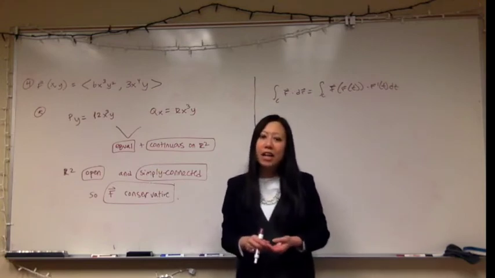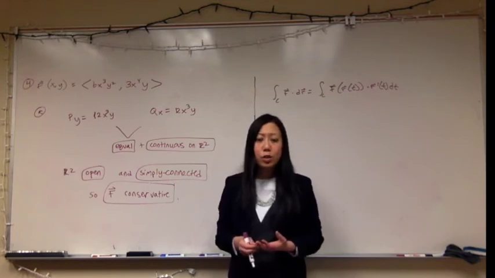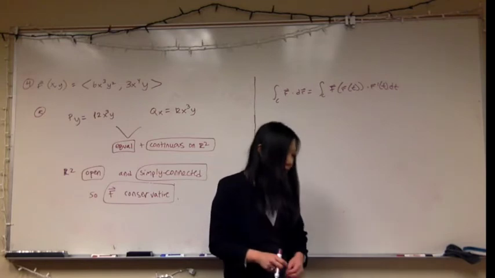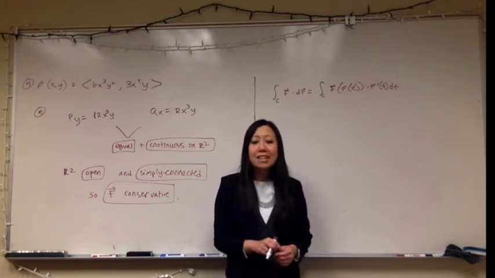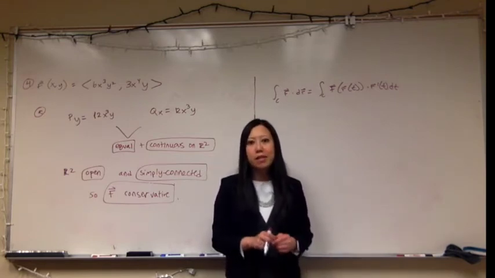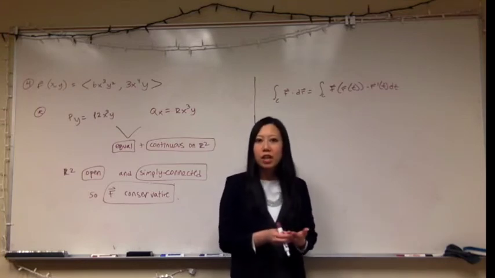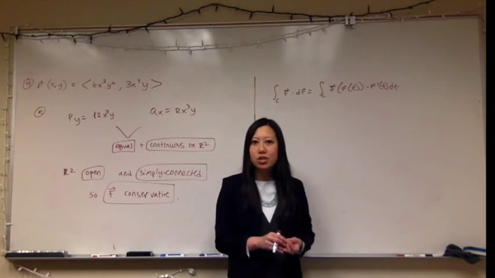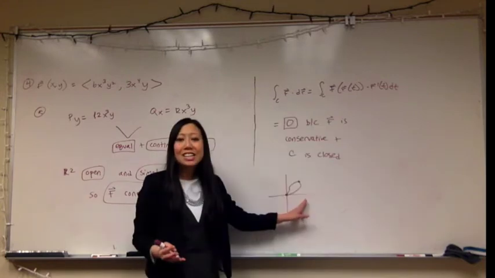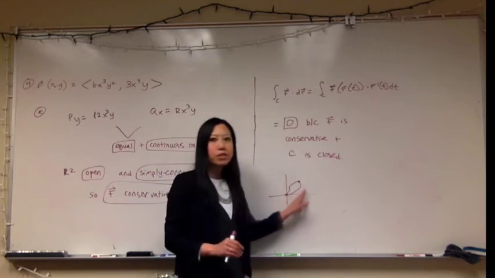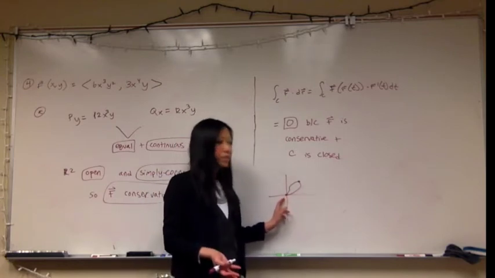If I look at my path, it's actually closed. I don't know how to graph it, but I know that it's going from 0, 0 to 1, 1, and then back to 0, 0. So I know that my path is closed. Therefore, I could just say that the line integral is 0 by this theorem that we saw in section 16.4. So I don't exactly know how to graph my path here, but I know that it goes from 0, 0 to 1, 1, and then back to 0, 0.